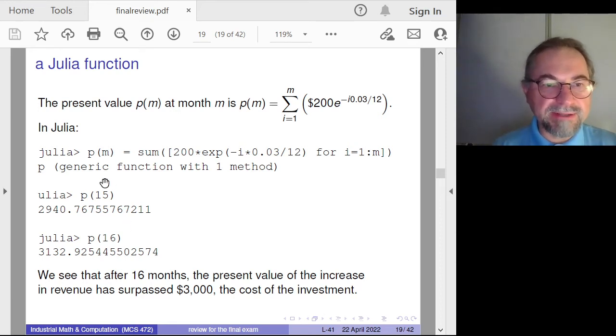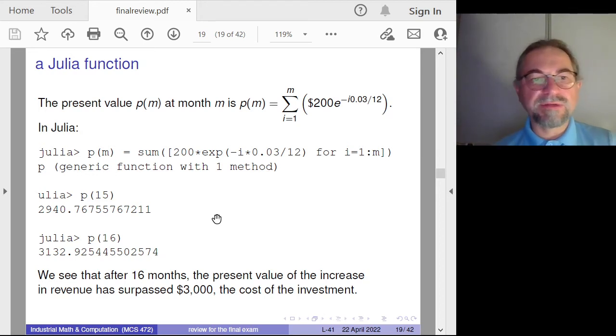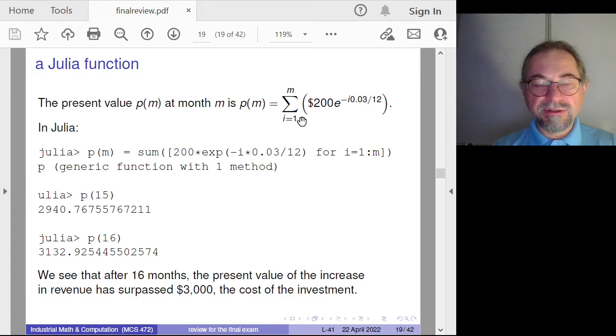I indicated that 15 was the answer if there was no discount rate. So 15 might have been the answer if the future dollars have the same value as the current dollars, but that's not the case. So we define a function, essentially translating this mathematical formula into code. So this is where the computational side of the course comes in. At 15, we are not yet there at 3000, so we need to wait 16 months after we have recovered the cost of the investment.